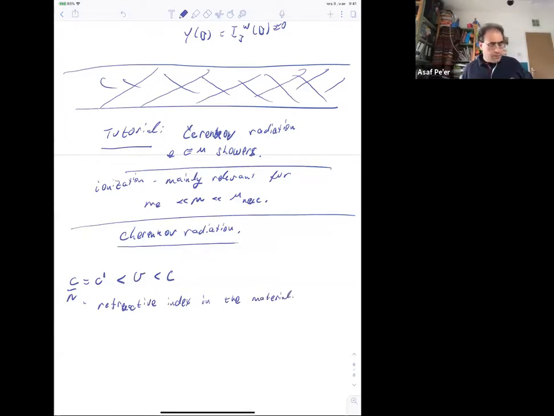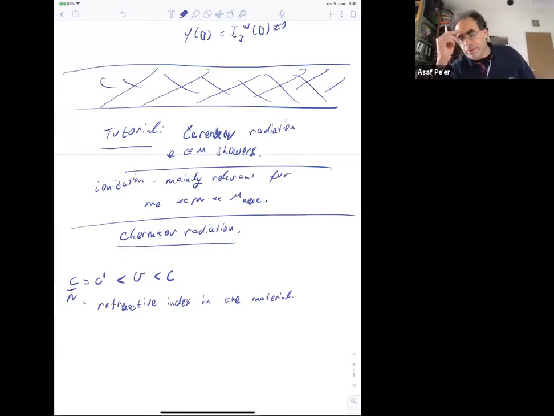Now, what happens in that case is that the photons emitted by the excited atoms will add up constructively, and that leads to a coherent emission, at a certain angle to the direction of the velocity of the particle. This effect is known as Cherenkov radiation. Cherenkov was the first to discover it.